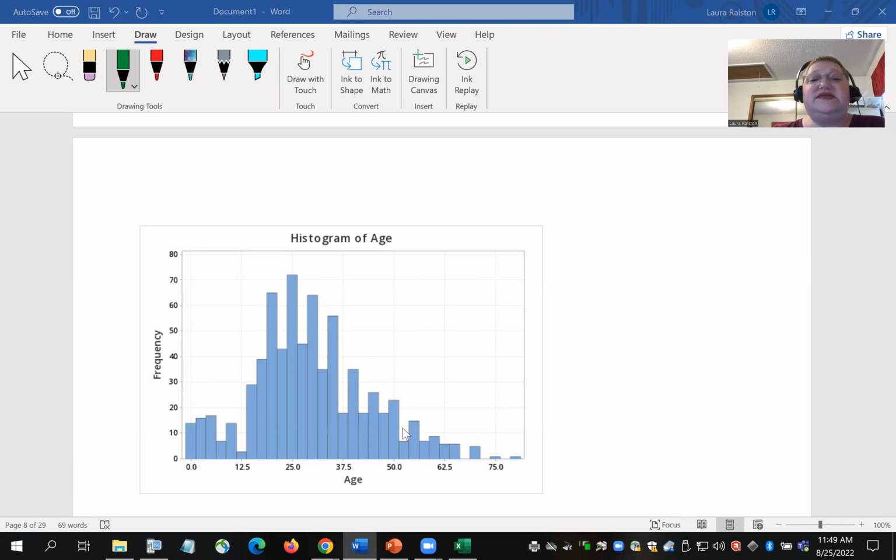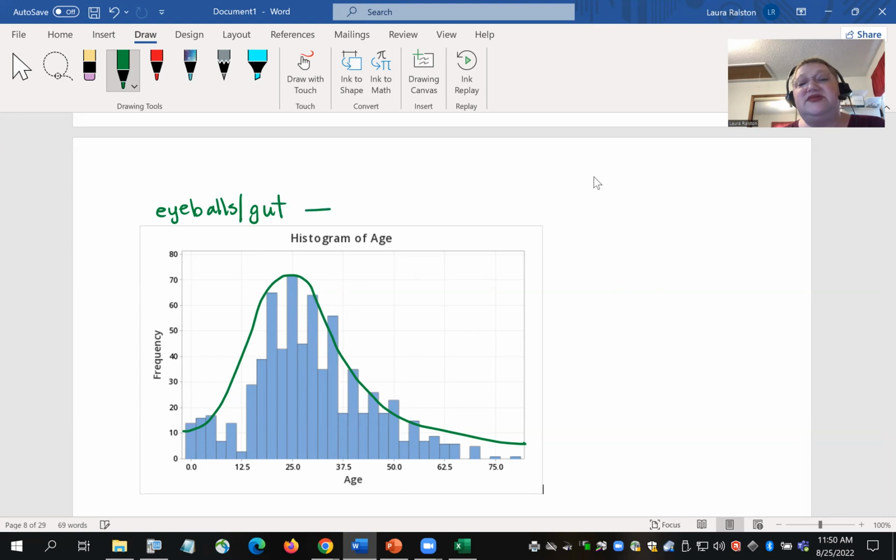Okay, Joey thinks it's skewed right. Okay, so if he's saying skewed right, that means we think we have more data values on the low end than we do the high end. And then remember, at this point, we're using our eyeballs and our gut. So our eyeballs and our gut are saying it's skewed right.